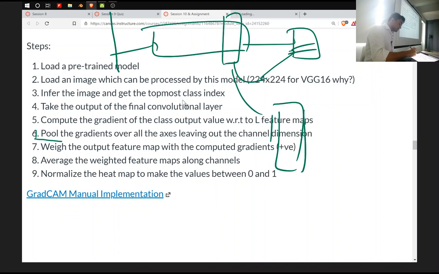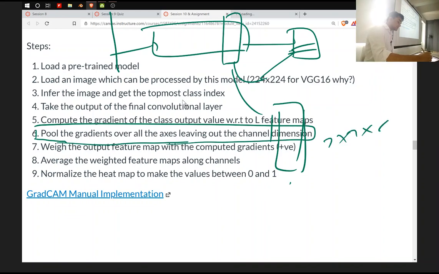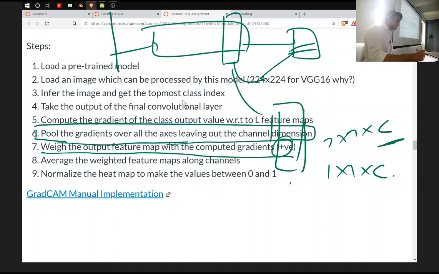Now we are going to do what? Pool the gradients over all the axes, leaving out the channel dimension. Which means if I had 7 cross 7 cross C here, I'm going to leave the C and pool over all the other dimensions. Which means I'm going to get what? 1 cross C. Essentially GAP. You're going to do a GAP on the channels I have now. So I'm going to get C values. Weigh the output feature maps with respect to the gradients, and the positive ones. Which means I'm going to take these channels and multiply with all the values if the C happens to be positive.